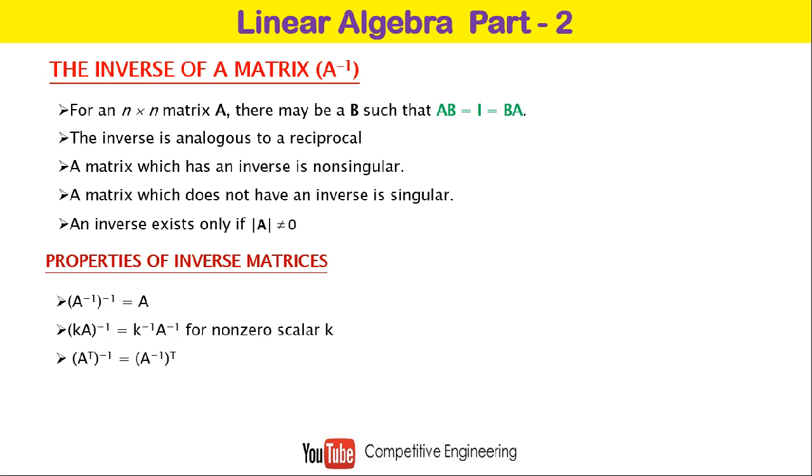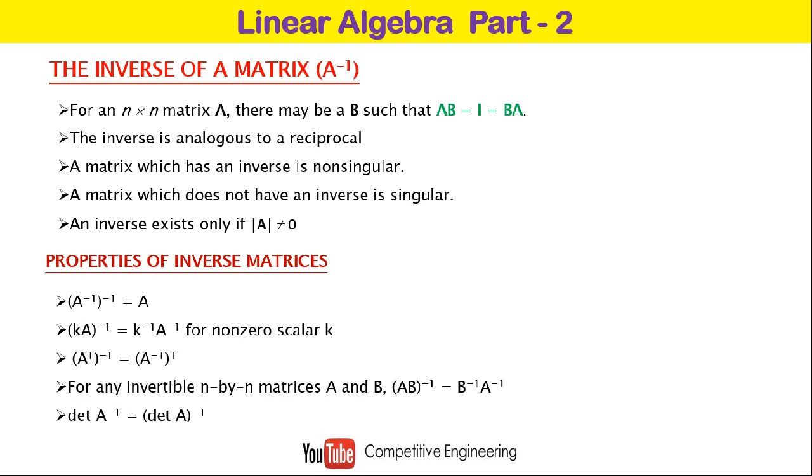So A transpose whole inverse is equal to A inverse whole transpose. Then for any invertible matrices A and B, AB whole inverse is equal to B inverse into A inverse. That is, when we multiply two matrices and find the inverse, it equals B inverse into A inverse; the order will be changed. So determinant of A inverse is equal to determinant of A raised to the power minus 1, or 1 by determinant of A.